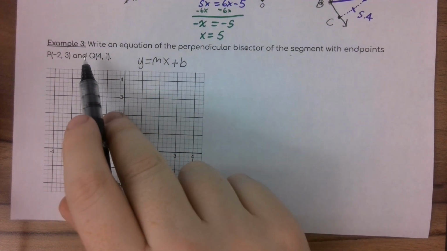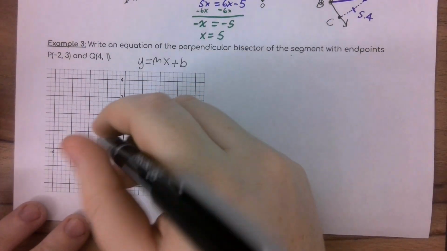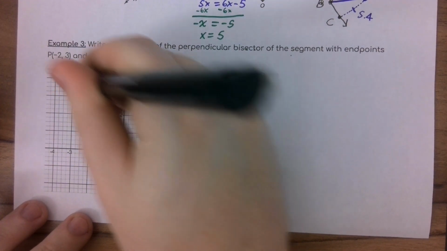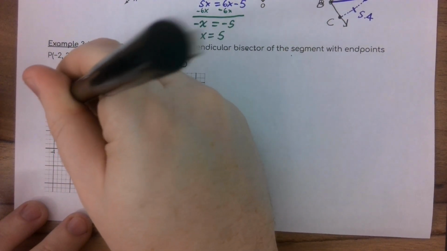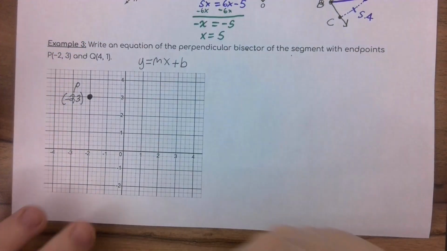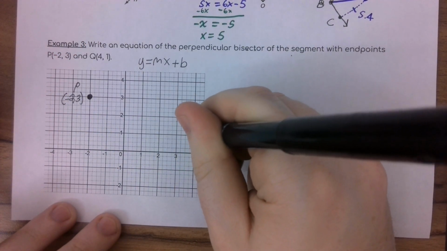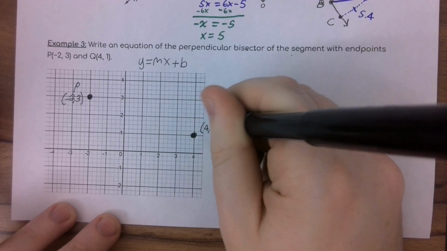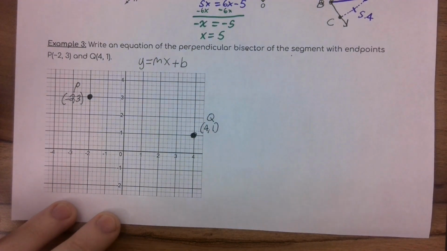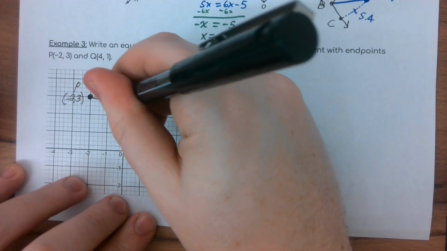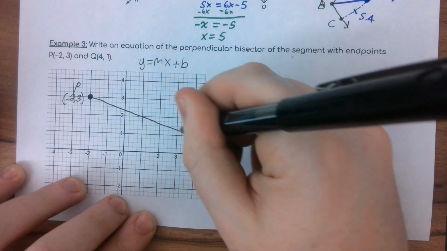We have these endpoints. P is at -2, 3, so I'm going to graph that. There's where point P is. And Q is all the way over here at 4, 1. That's Q. So we've got a line segment that's going to go sort of through here.